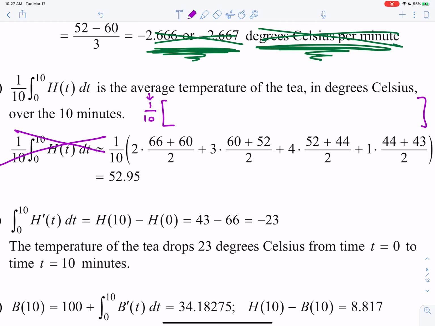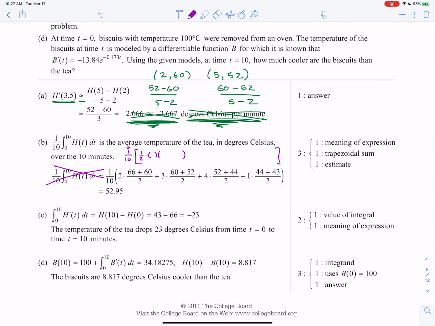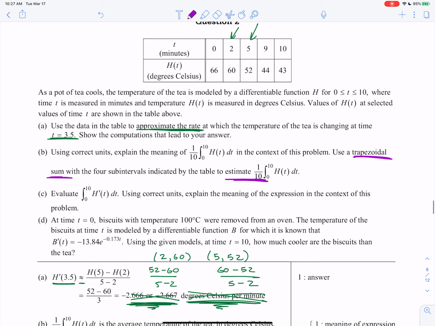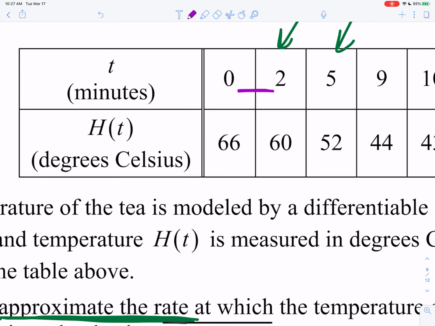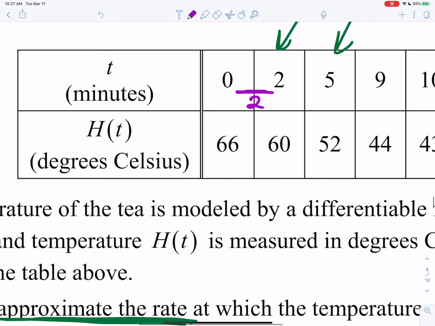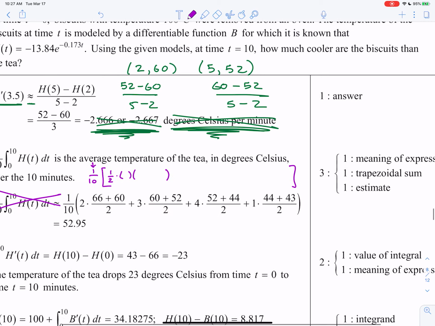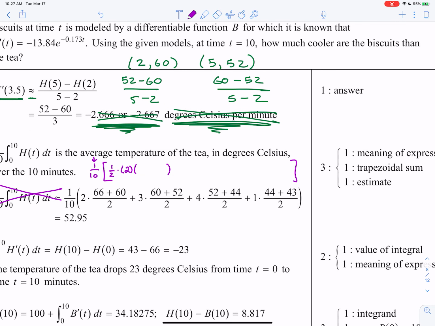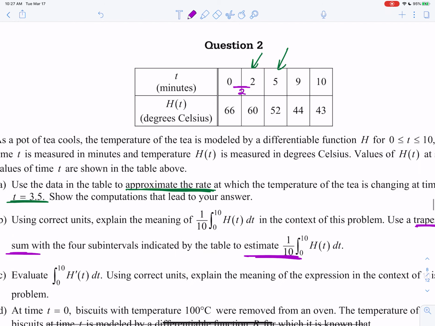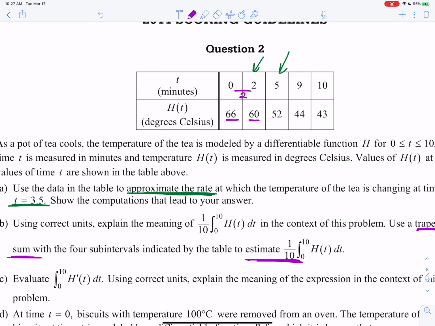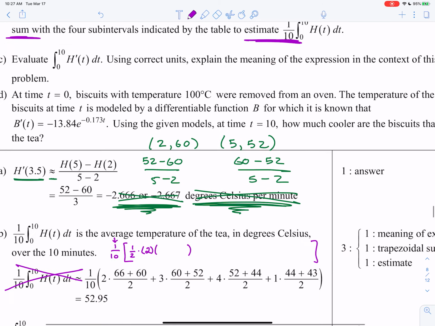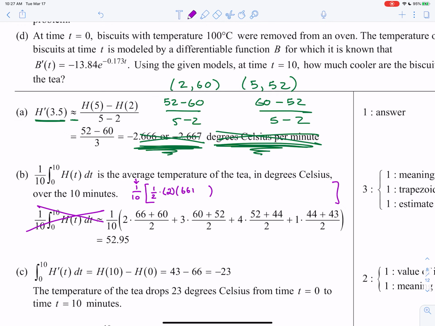Now, the way that they wrote it is a little bit different. We normally write it as 1/2 times the height times the sum of the 2 bases. So in this case, the height is going to be the horizontal distance between the first 2 points. So if you notice, the first 2 points have a horizontal distance of 2, okay? So we would put 2 in here, and then we would add the 2 bases, which is basically the 2 y values. In this case, it's h of t. We would add those up, 66 plus 60.